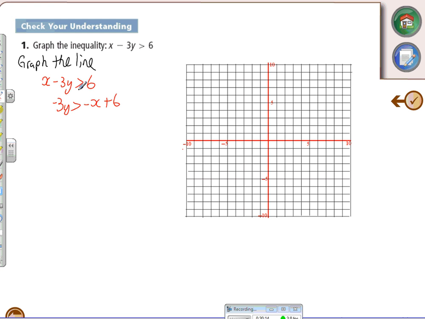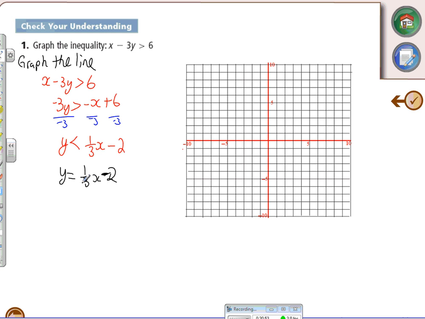Ooh, be careful though. When you divide by a negative in an inequality, you flip the sign. So we divide everything by negative 3. That gives us y less than one third x. I change it into this form just because it's easier to read my slope off of it. I got negative x over negative 3, and then minus 2. Now I'm going to change it to y equals one third x minus 2. That's what I'm going to graph.